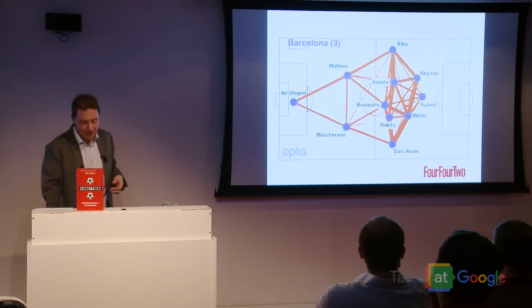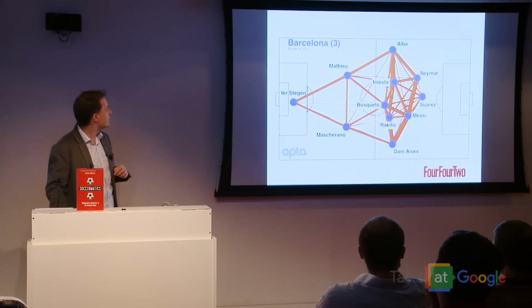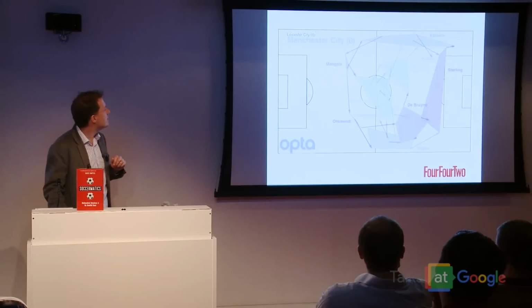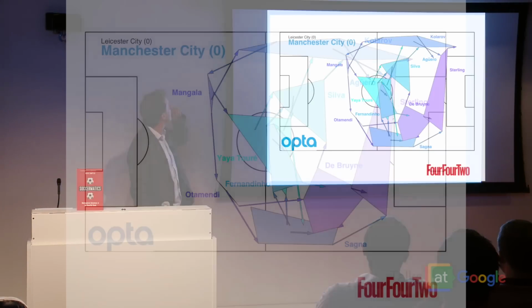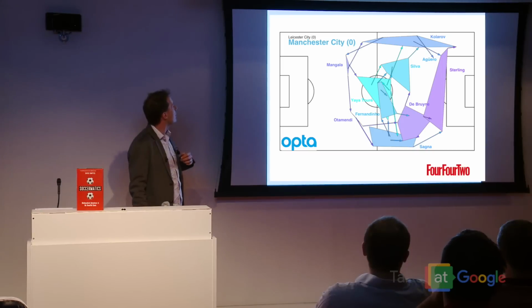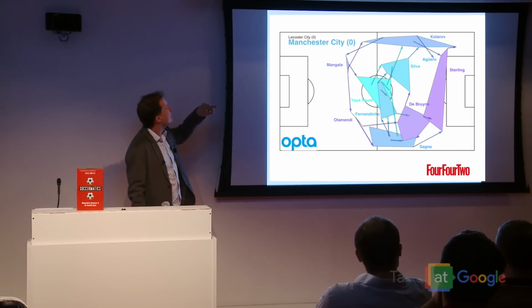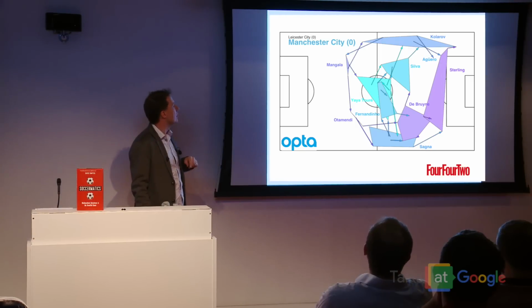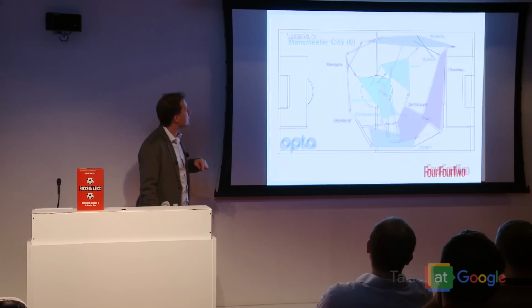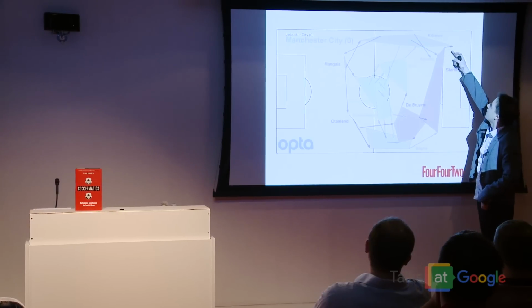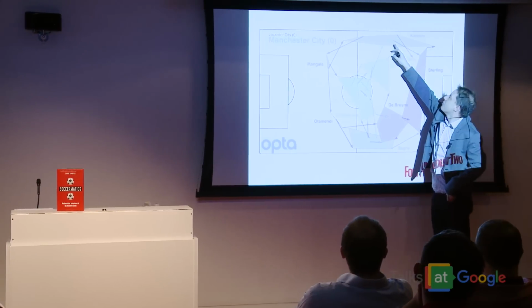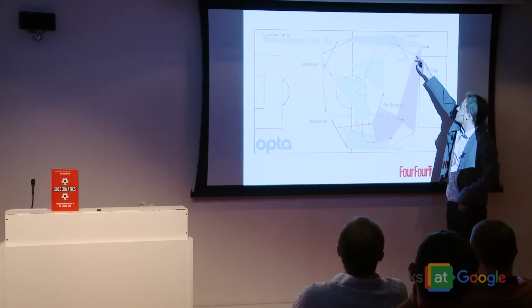I really got into this. When I got hold of this Opta data, it was so much fun to make all of these different passing networks. This is a different type of passing network I've made. This is from earlier in the season, Manchester City versus Leicester. This is a passing network which shows the average pass position between different players. So up here is the average place that Sterling passed to Kolarov. This is the average place Kolarov passed off to Sterling.